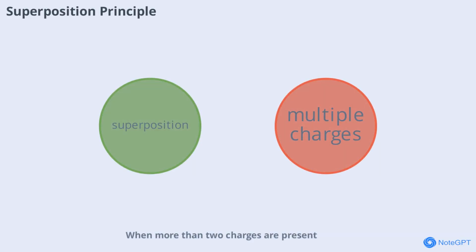When more than two charges are present, the superposition principle comes into play. This principle states that the total force on a charge is the vector sum of the forces exerted by all other charges individually. In other words, you calculate the force from each charge separately and then add them together, taking direction into account. This approach allows us to analyze complex systems with multiple interacting charges, making Coulomb's law a versatile tool in physics.